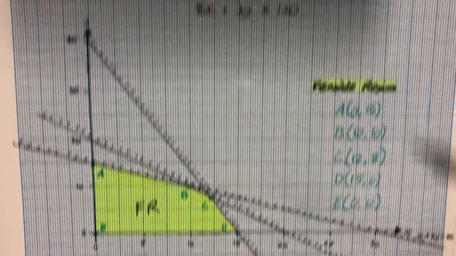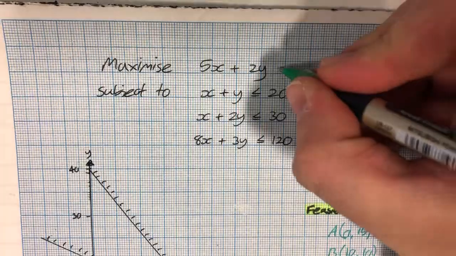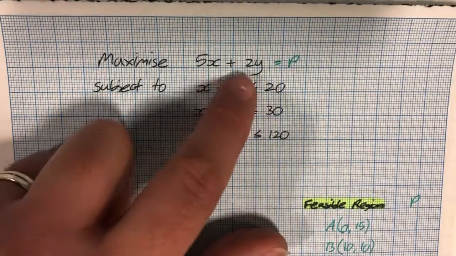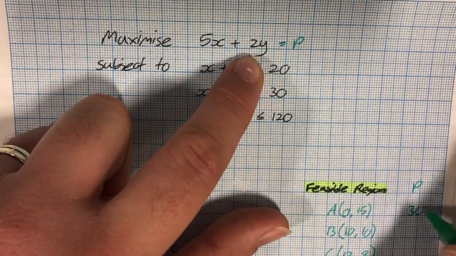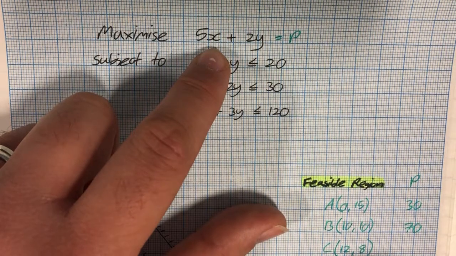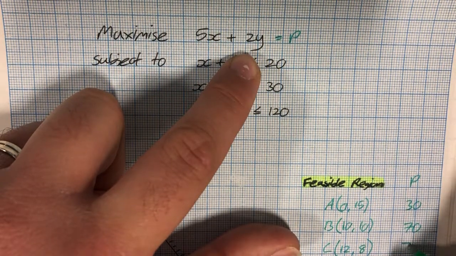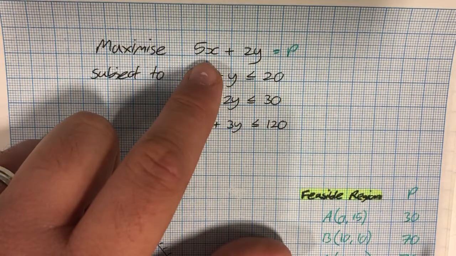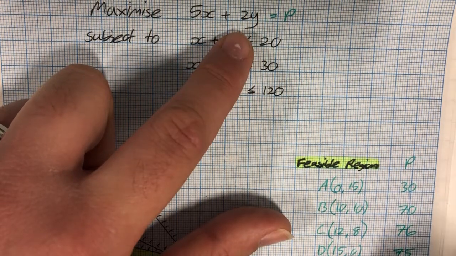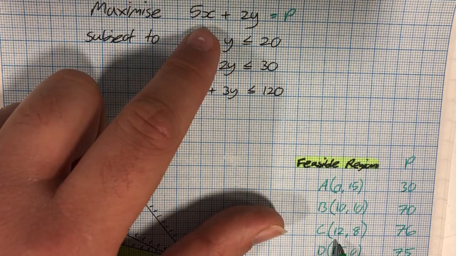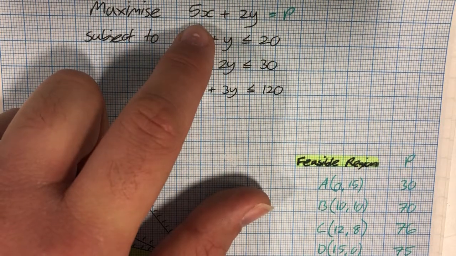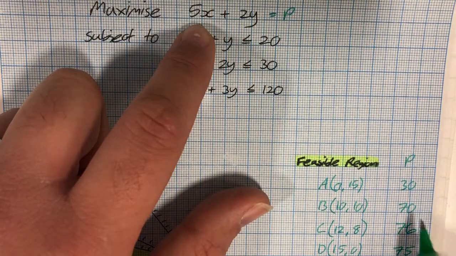Now that we've got those 5 points, we plug them into the objective function. So I'm going to call this P. That allows me to find the value of P. So x is 0, y is 15, gives me 30. Both 10 gives me 70. 5 times 12 is 60, plus 16 is 76. D, 5 times 15 is 75. And that's obviously 0. Let's check that again one more time. 60 plus 16 is 76. And 5 times 15 is 75. Yes, I'm happy with those.